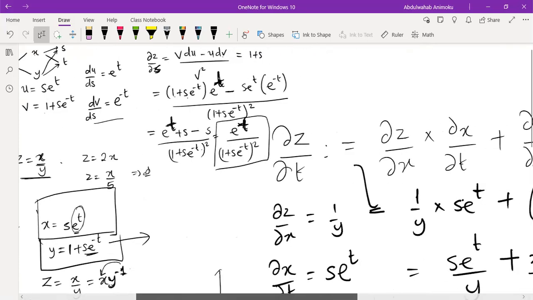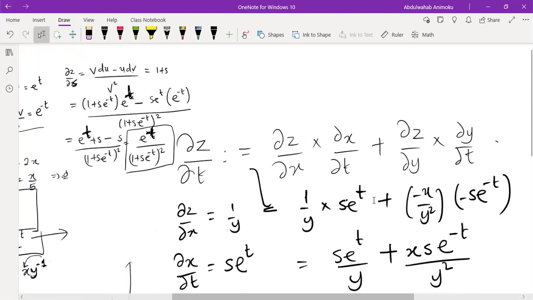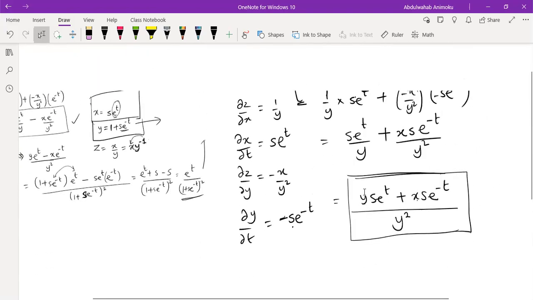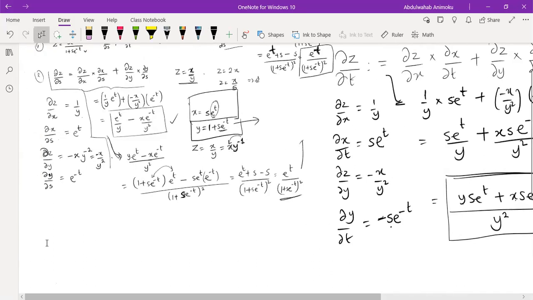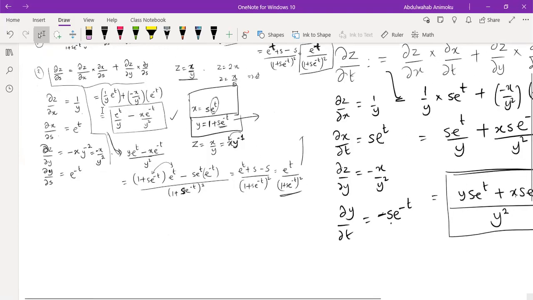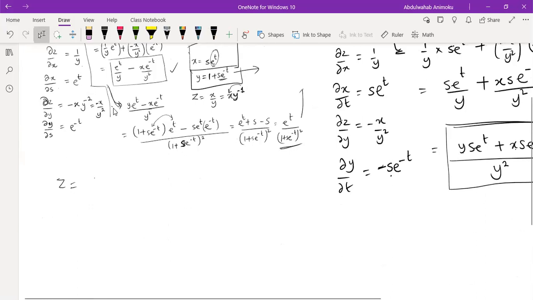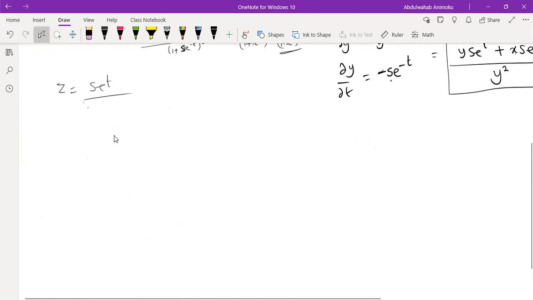Now your exercise here is to solve the same thing for del z del t, right? So you can use the same function. You have your z as s e raised to power t all over 1 plus s e raised to power minus t. Now find del z del t, right? So this is using the first method. So using quotient rule, can you solve this? This will be your assignment.